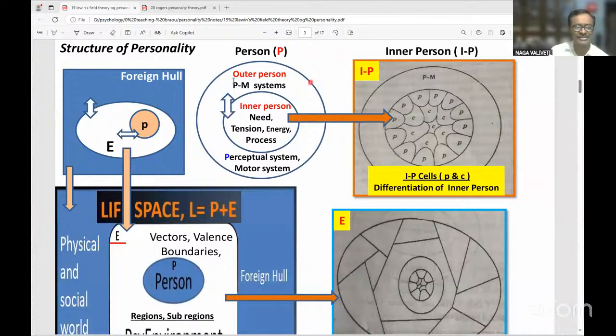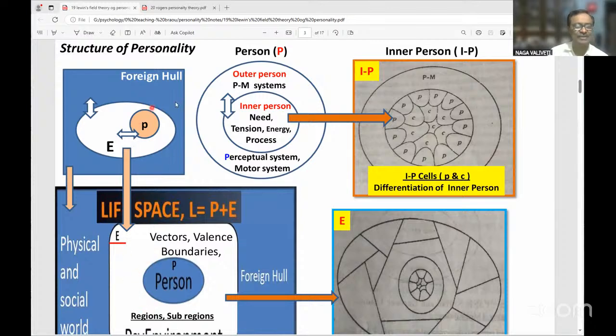Here I am going to discuss this personality, this P part only. What it is saying, you see. Here, the E part, the psychological environment, I am going to discuss here. This whole part I am going to discuss here. Please remember this. The whole part is discussed here. P part is discussed here, and E part is discussed here.